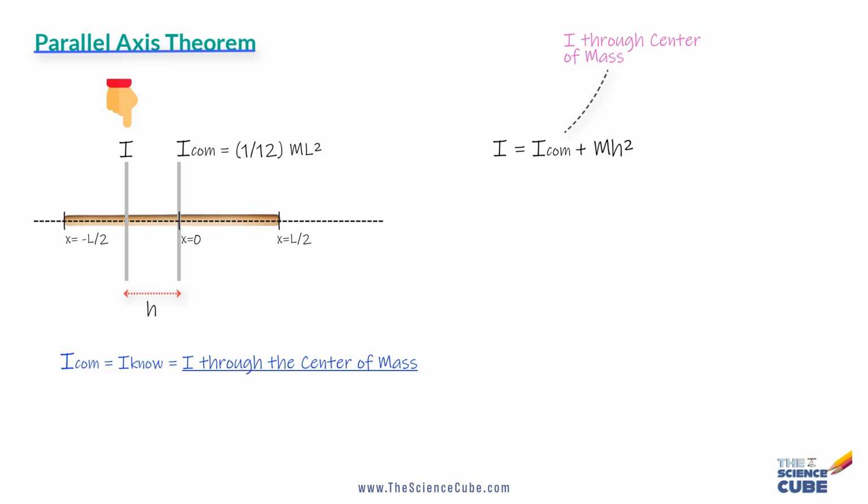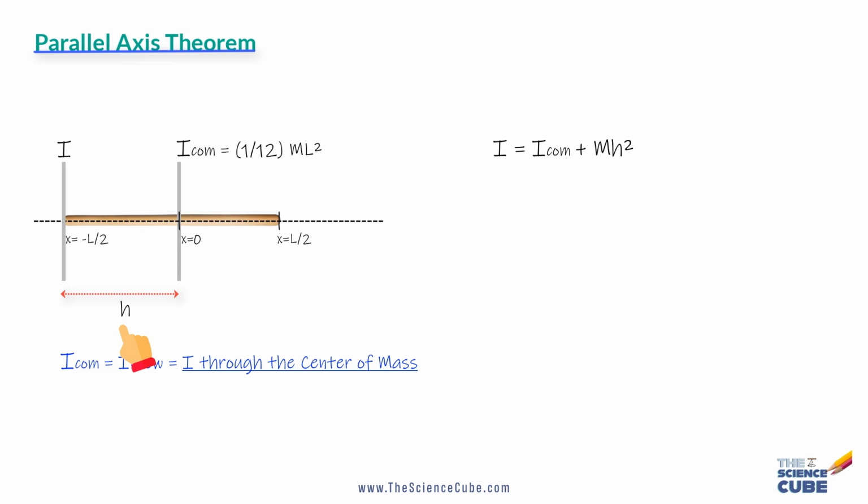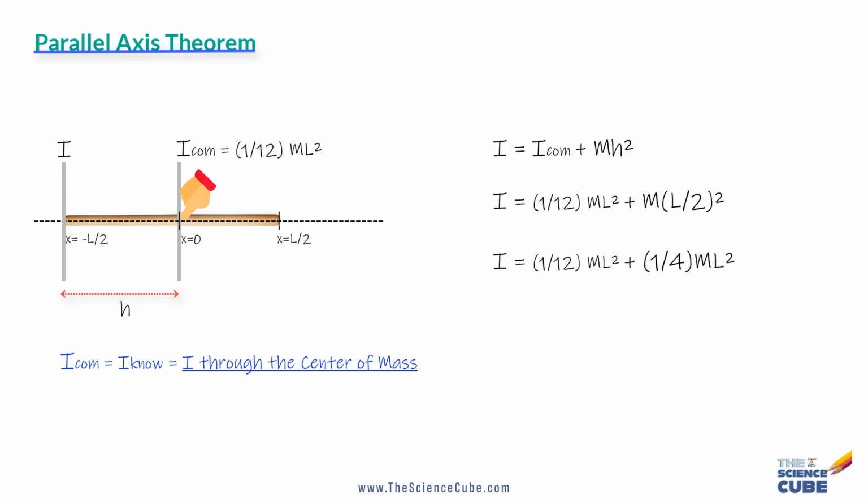So if we use this theorem to find the rotational inertia here about this axis, what we get is I is equal to I known, that is this, plus mh square, where h becomes this distance. So putting the known values, we get I is equal to 1 by 12 ml square plus m into half L square, which equals 1 by 12 ml square plus 1 by 4 ml square, which equals 1 by 3 ml square. And you see, we get the same result, but a lot quicker.